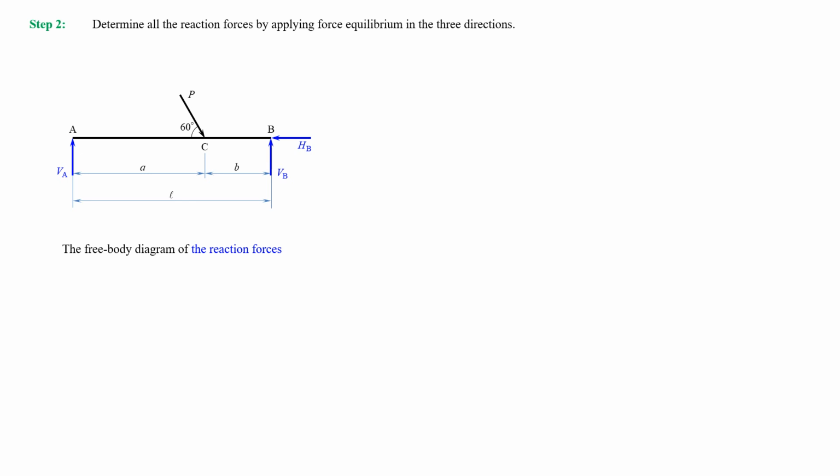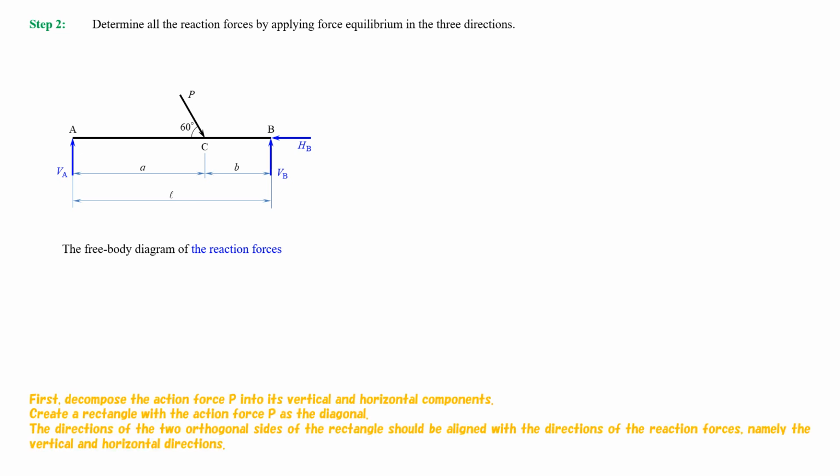Step 2. Determine all the reaction forces by applying force equilibrium in the 3 directions. First, decompose the action force P into its vertical and horizontal components. Create a rectangle with the action force P as the diagonal. The directions of the 2 orthogonal sides of the rectangle should be aligned with the directions of the reaction forces, namely the vertical and horizontal directions.